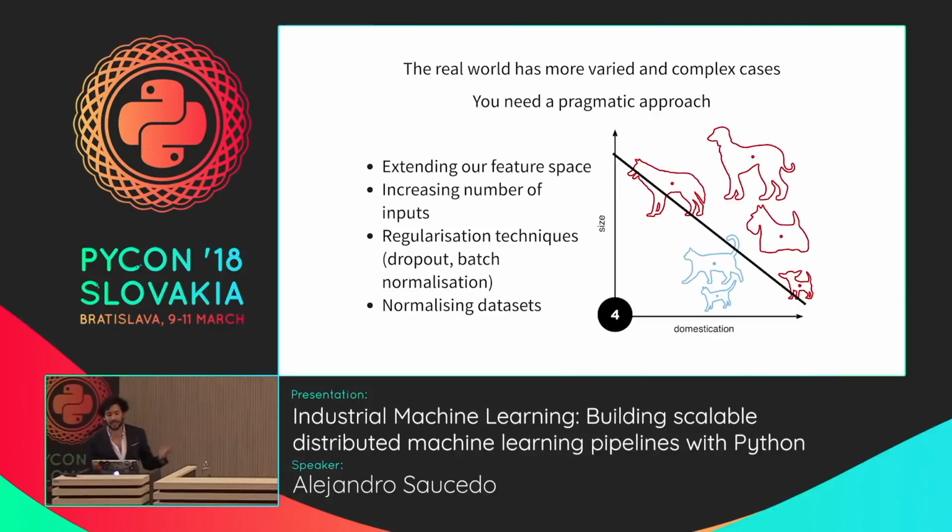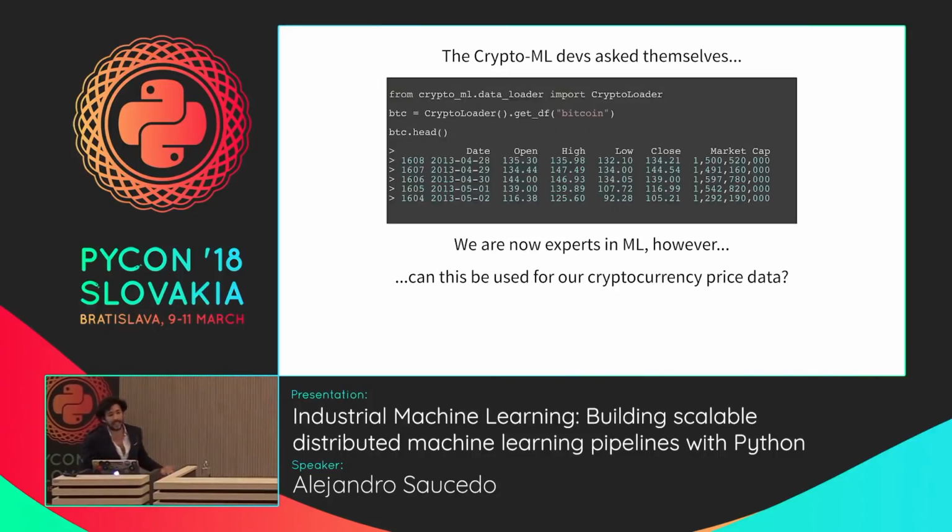But now in practice, once the crypto MLs are thinking, we're professionals now, you do come into a lot of challenges where a lot of the times you might have the right data set, but you might take the wrong approach. You might have the right approach, but you might have the wrong data set. You might not have cleaned the data well. So you need to think of ways that you can actually iterate and improve, which is not just getting more data. This could be extending our feature space, increasing the number of inputs. That could be regularization techniques like dropout, batch normalization, or normalizing data sets, and a whole host of other approaches.